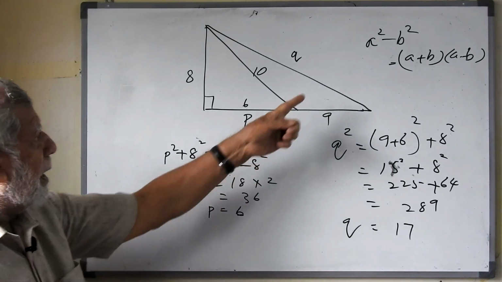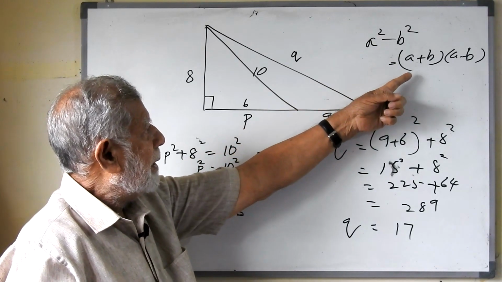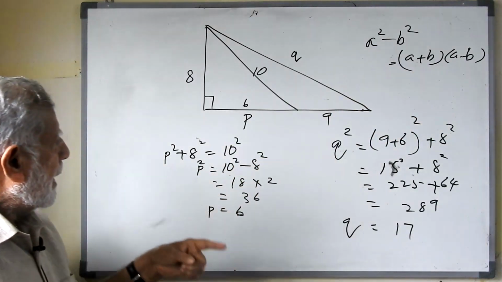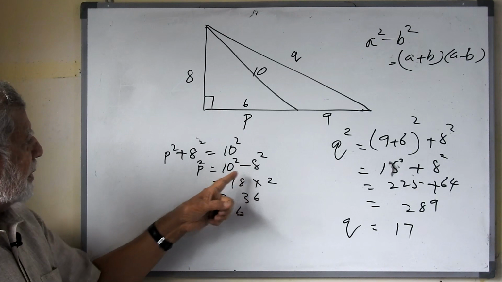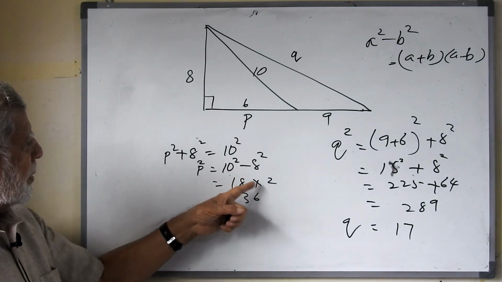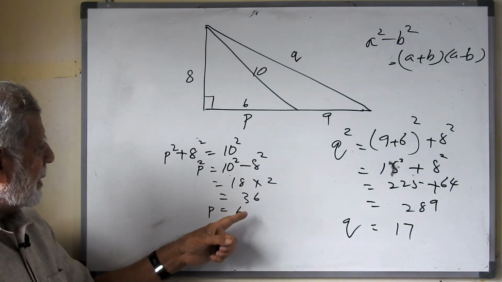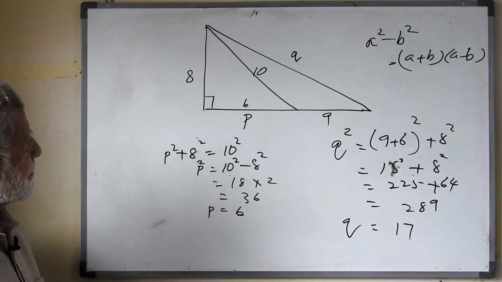So we use the formula a square minus b square that is equal to a plus b, a minus b, and it will be easy to solve. So 10 square minus 8 square will be 10 plus 8, 18, into 10 minus 8, 2. That is 36. So p is equal to 6.